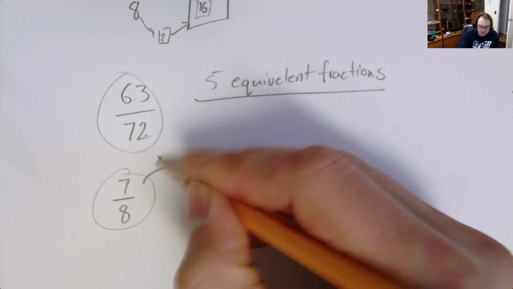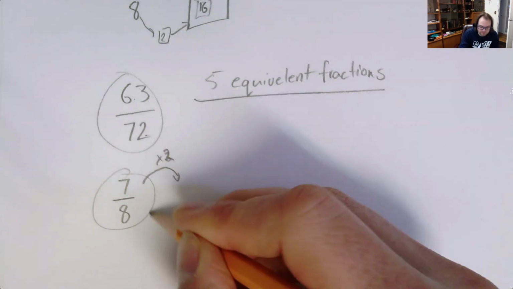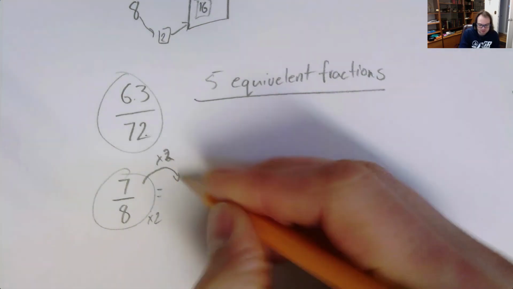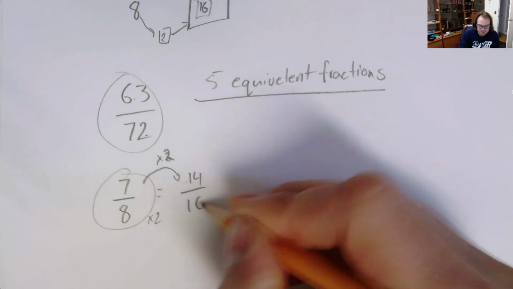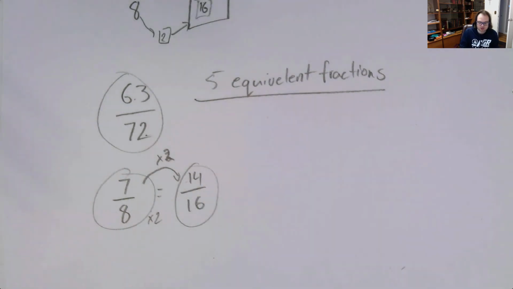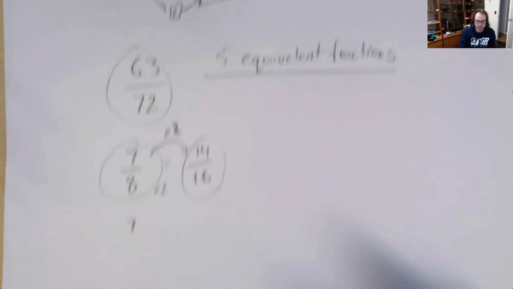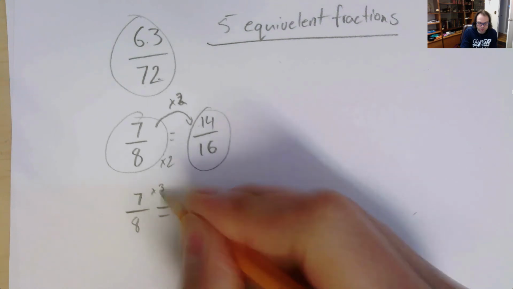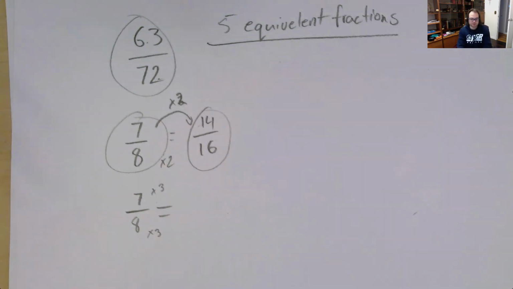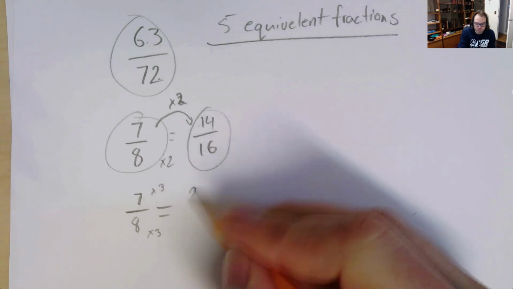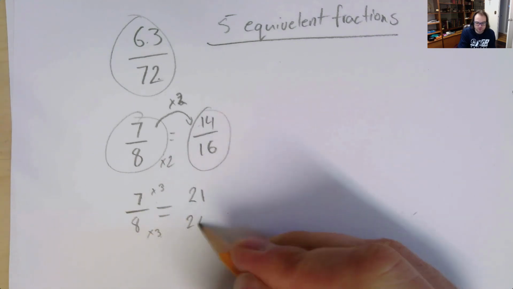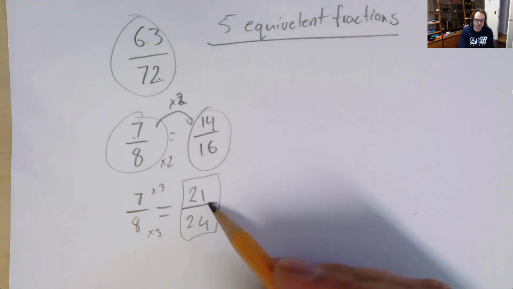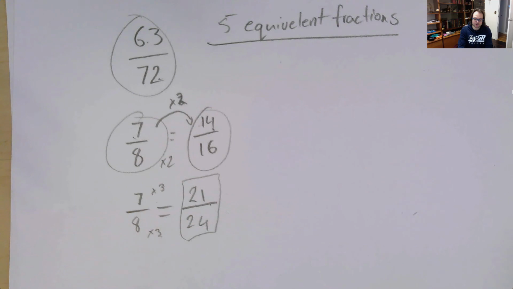Now the next one I'm going to say times by 2, and that's going to be 14 over 16. Now we have 2 equivalent fractions. Well, now let's look at 7 over 8, and we're going to times it by 3 on both sides. If I times it by 3, 7 times 3 is 21. 8 times 3 is 24. Here we have our 1, 2, 3. That's our third equivalent fraction.